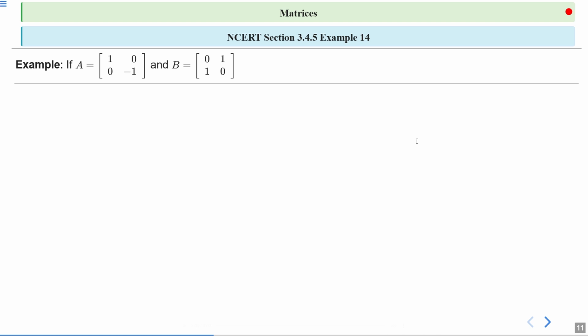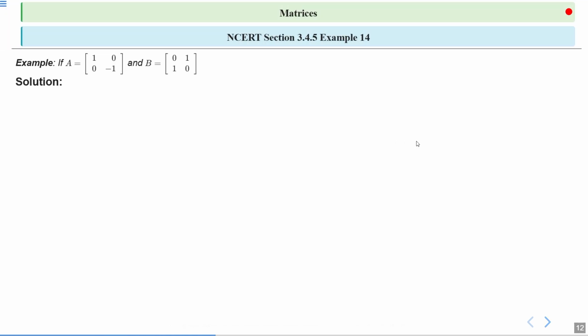Okay, so hope you all have attempted the given question. Let us see how we can solve this. So we have two matrices. Matrix A is a 2 into 2 matrix with elements 1 0 0 minus 1, while matrix B is another 2 into 2 matrix with elements 0 1 1 0. These matrices will help us understand the concept of matrix multiplication and its properties, okay?